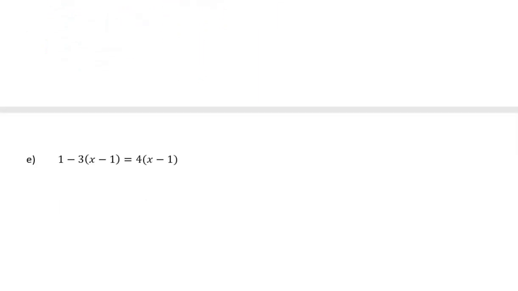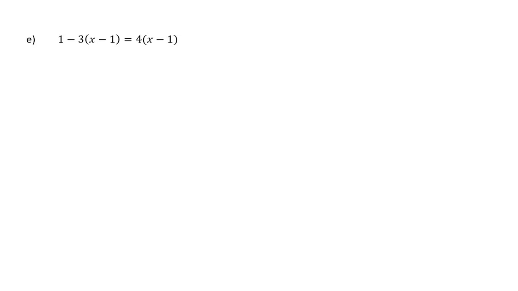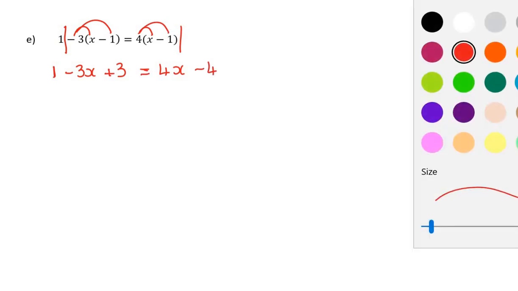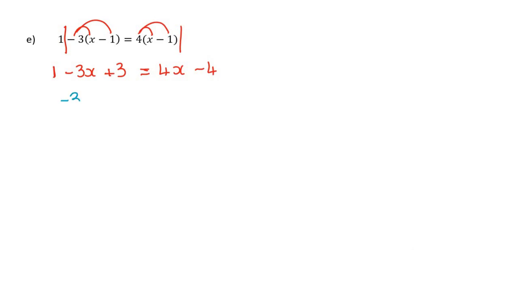Right, in my last example, question E, exactly the same steps. Divide into terms. Simplify each term, so 1, and then this is minus 3x plus 3, and I have 4x minus 4. So I had distribution on both sides. Now I'm going to add my like terms. So again, I'm going to put my minus 3x first, and 1 plus 3 is 4, and 4x minus 4.